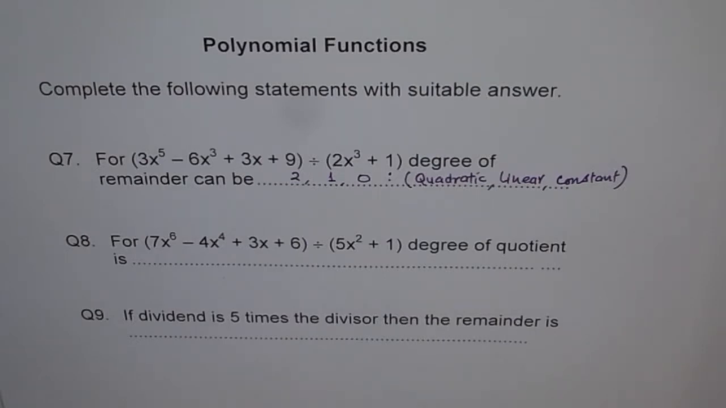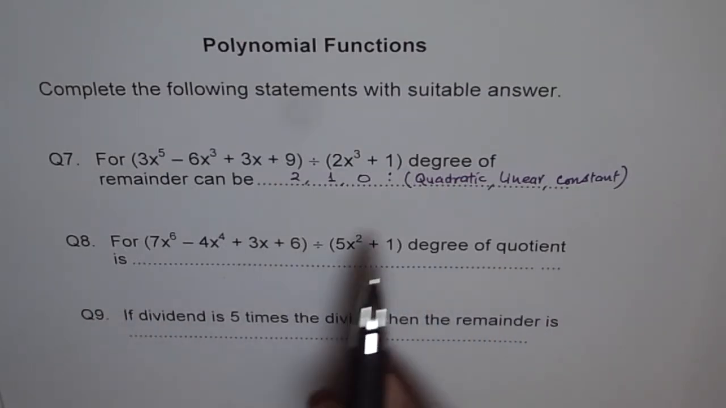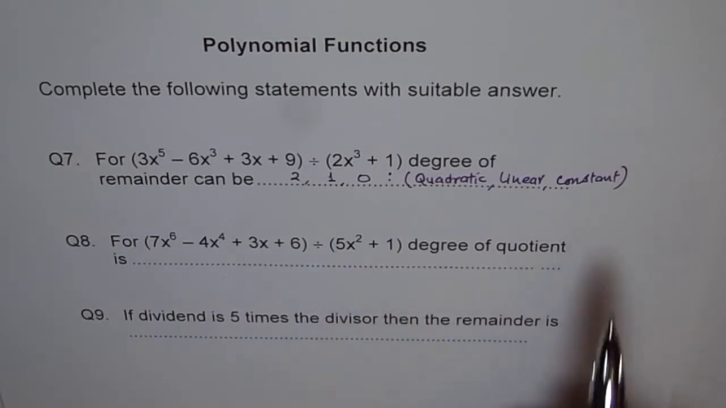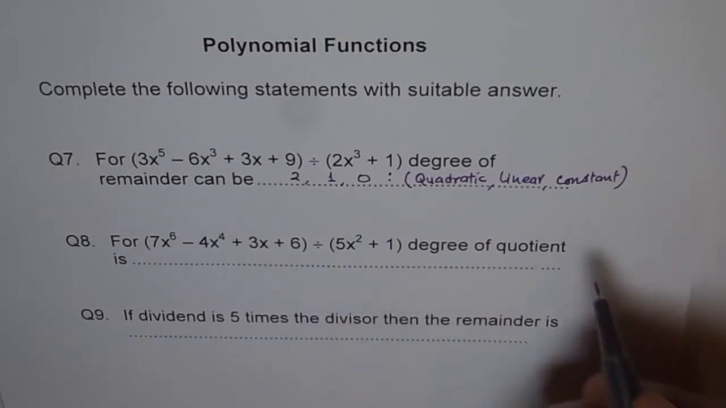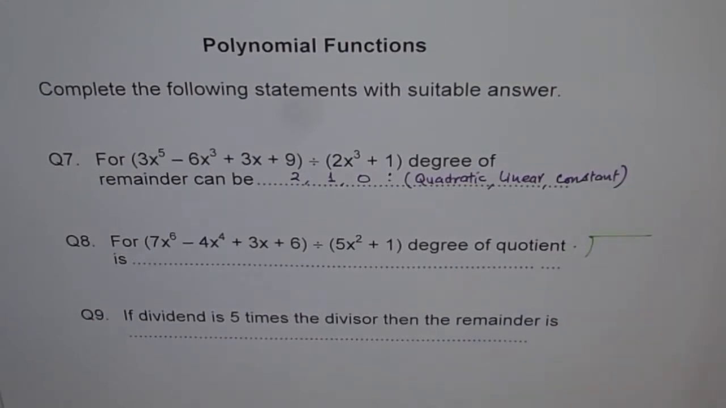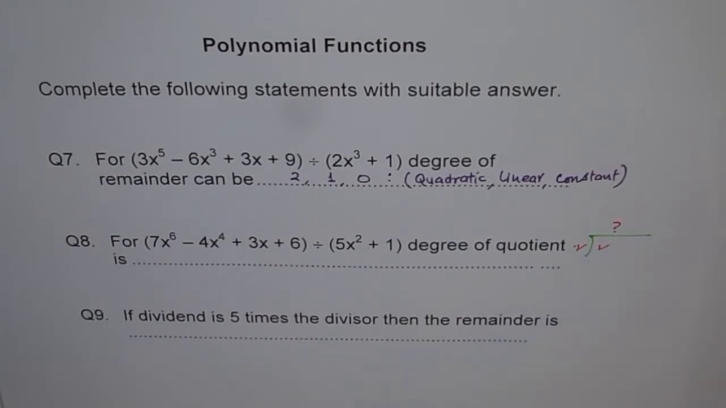Question 8. For this divided by that, degree of quotient is, not the remainder this time, right? You're dividing this by this, and degree of quotient, right? You understand what we are asking for. We are given this and this, right? We want to find degree of this, correct? Degree of quotient is what?